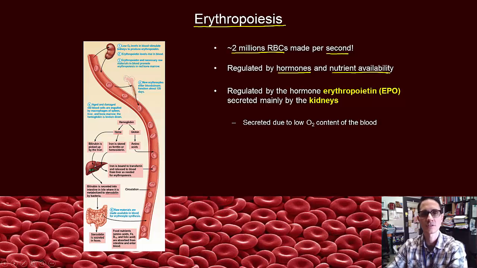So if we don't have the nutrients around that we need to be able to put the red blood cell together, that's going to significantly decrease the ability of us to make these cells. So what kind of things do we need? Well, we need glucose, of course. This is an ATP-driven process. We need proper amino acids, right?